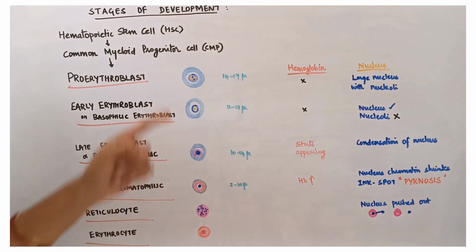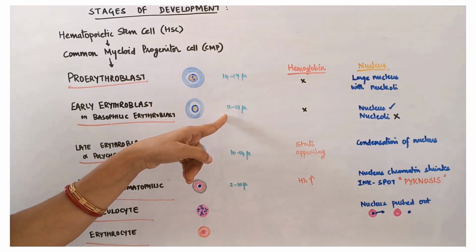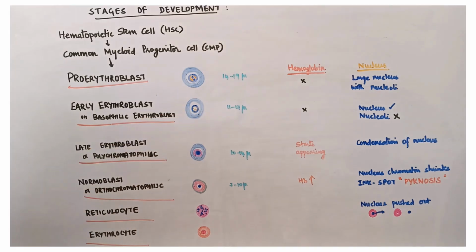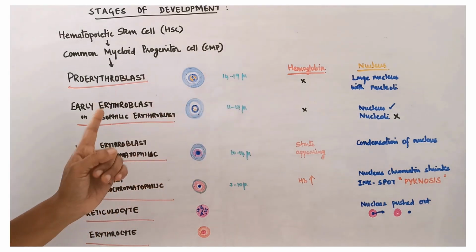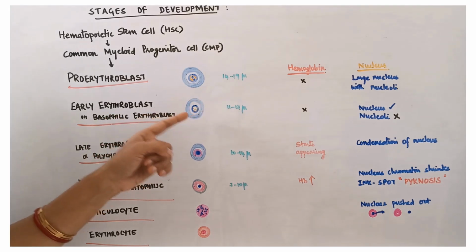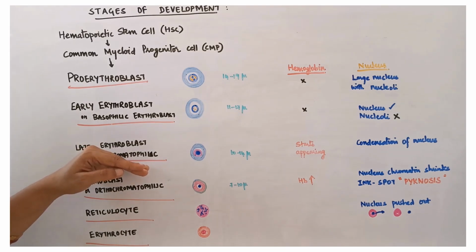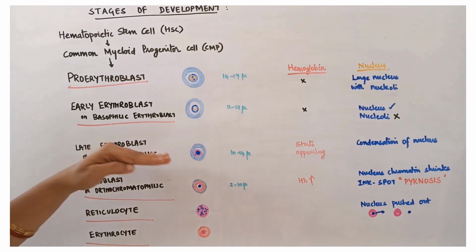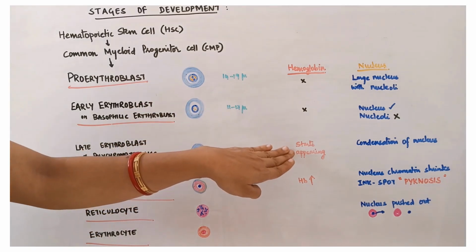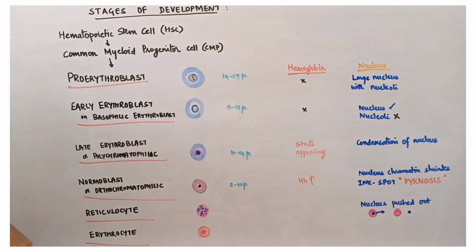The next stage is early erythroblast, where the cell becomes 11 to 17 micron in diameter. The nucleus is still present, but nucleoli is absent. This stage is also called basophilic erythroblast because when examined under the microscope, it takes up basic dyes on staining. The next stage is late erythroblast. This is a very important stage and is also called polychromatic erythroblast because this is when the hemoglobin starts appearing. The nucleus chromatin starts condensing to accommodate hemoglobin.